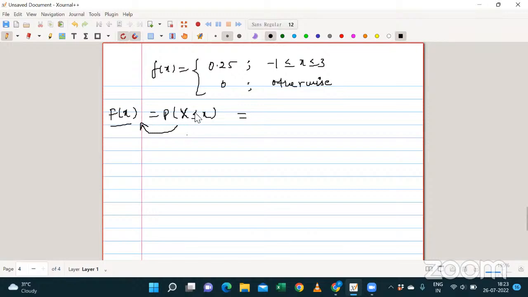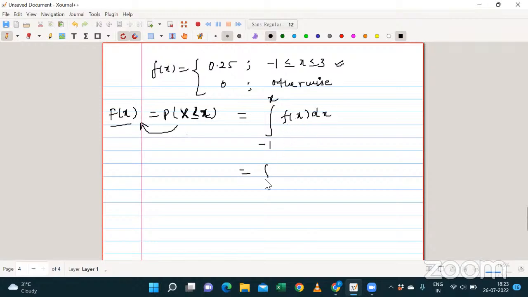Here, the upper limit should be x, right? So the lower limit is minus 1 and the upper limit is x, because the whole range of x is minus 1 to 3. Here x is saying I have to go up to x. We can take a small a if you like. So this is nothing but the integral of f(x) dx.